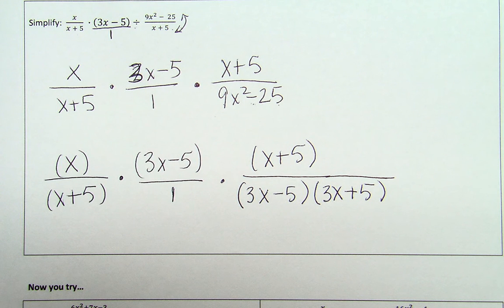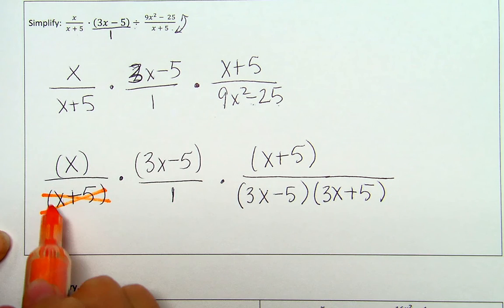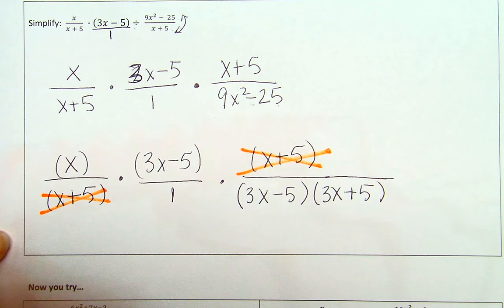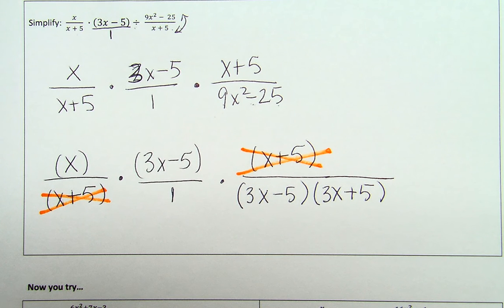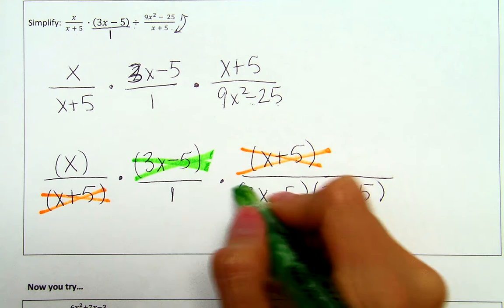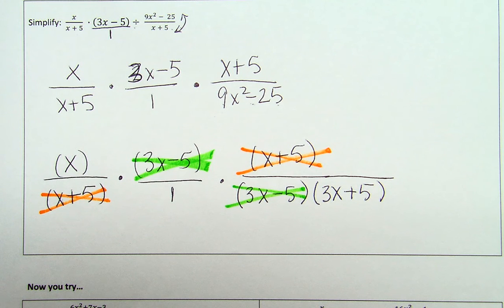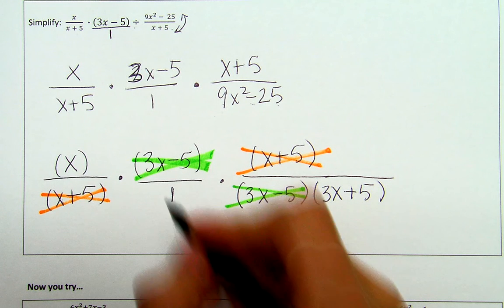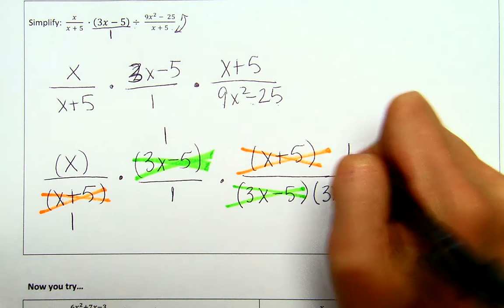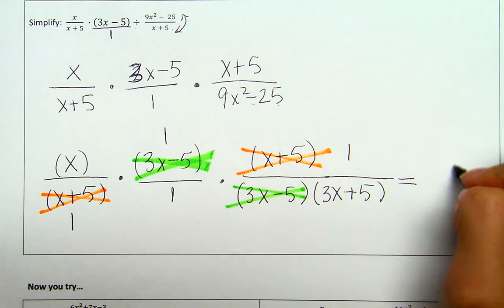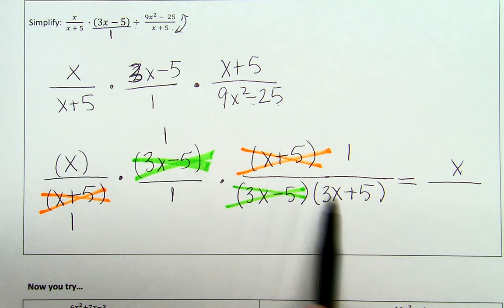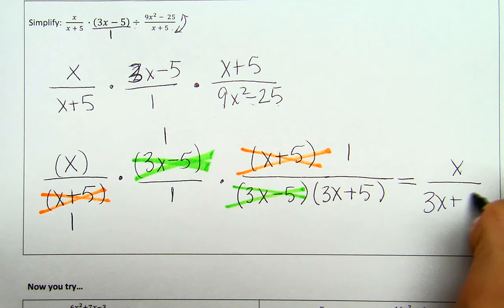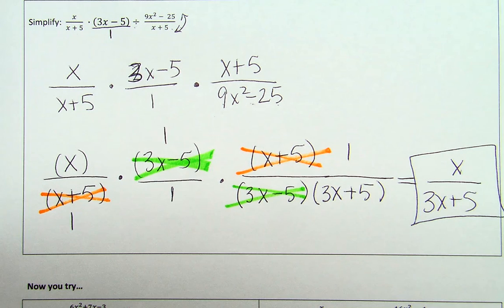At this point, all you're going to do is simplify where you can. x plus 5, even though it's two expressions over, you can still cancel on your diagonals. So the x plus 5 cancel out, and the 3x minus 5 also cancels out. So once you get it as far as you possibly can, what's left over just has the placeholder of 1. So x times 1 is just x. 1 times 1 times 3x plus 5 is 3x plus 5. And that's your final answer. The x's don't cancel anymore. That's as simplified as you can go.